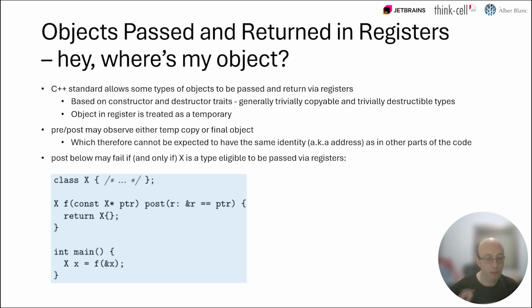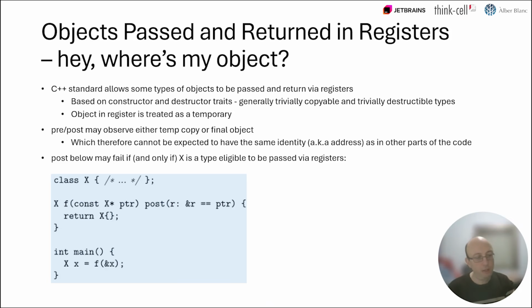There are some eligibility rules for this. In general, an object needs to be trivially copyable and trivially destructible. But the point is that those things, in those cases, may be passed via register either as a function parameter or as a returned object. And we can see the first example here, which pertains to a returned object.